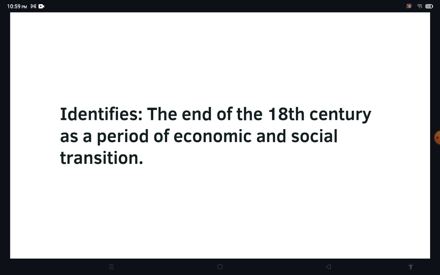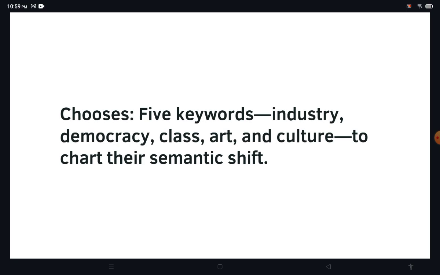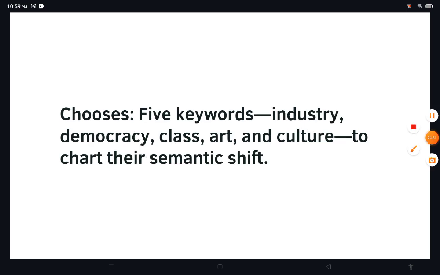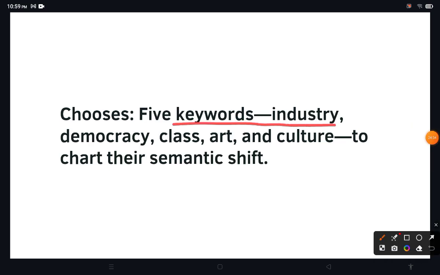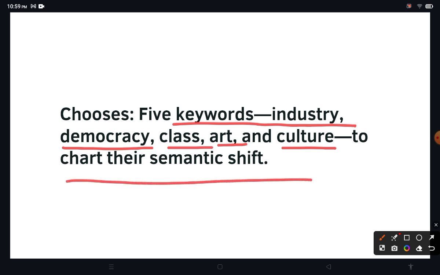He identifies the end of the 18th century as a period of economic and social transition in this book. And here, this is important, he chooses five keywords, which are industry, democracy, class, art and culture, to chart their semantic shift, how the semantic shift happened from the 18th century to the 20th century.